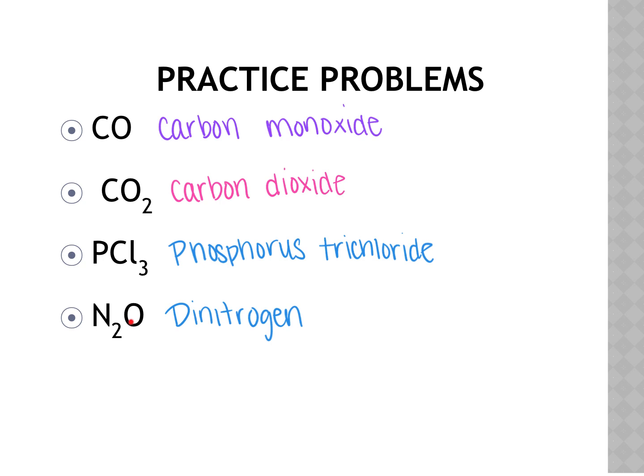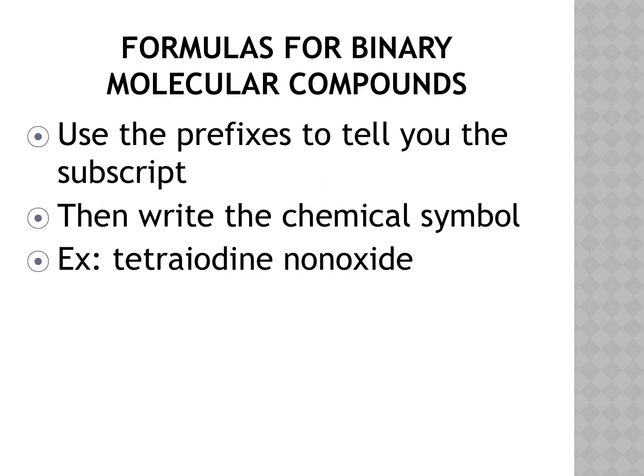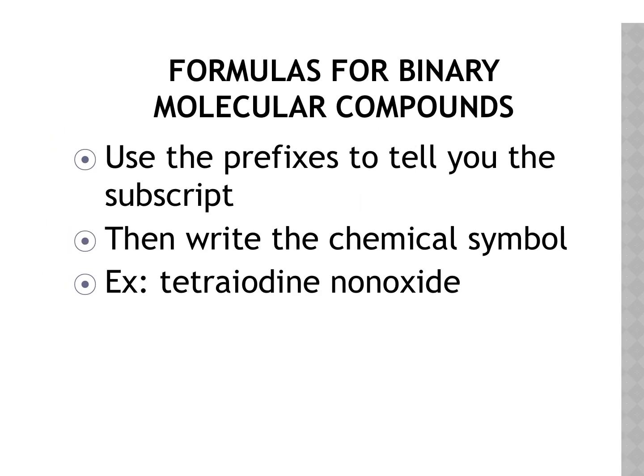All right, and then the second element, again, if no subscript is written, what number is implied? 1. And then you always have a prefix for the second element. So what is the prefix for 1? Mono. So it'll be monoxide again. Okay, so dinitrogen monoxide.